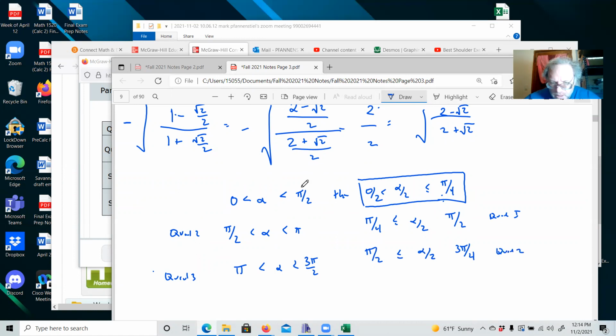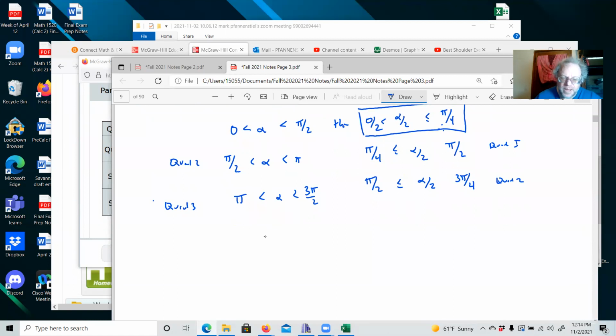Okay, so we have quadrant 4. We have 3 pi over 2 less than alpha less than 2 pi. When I divide everybody by 2, we have 3 pi over 4 less than alpha over 2 less than pi. So again, quadrant 2. We can keep going around a circle, it's fine. But there we are.